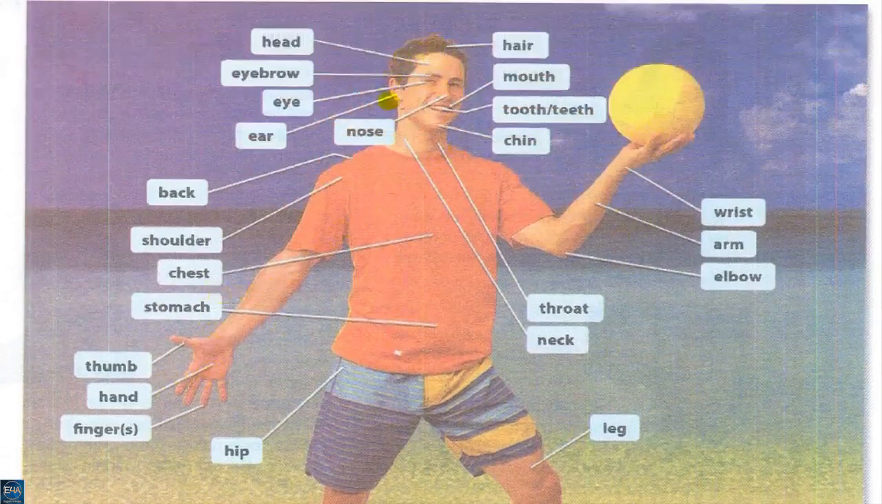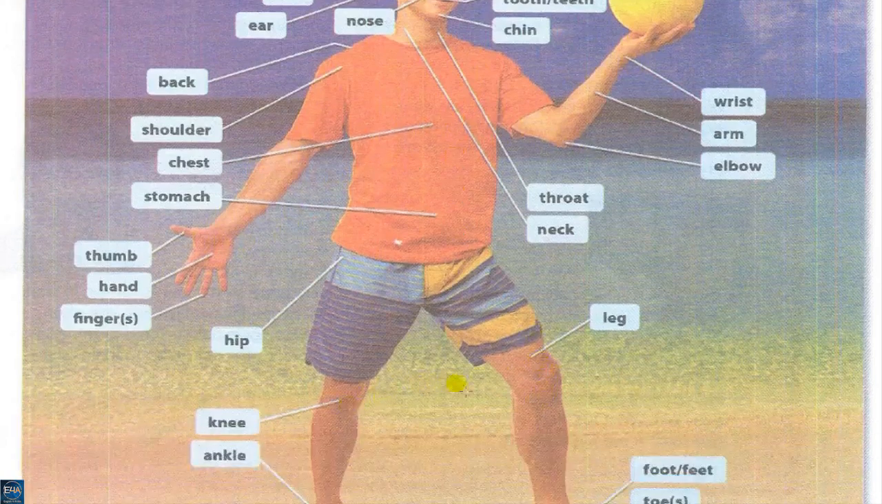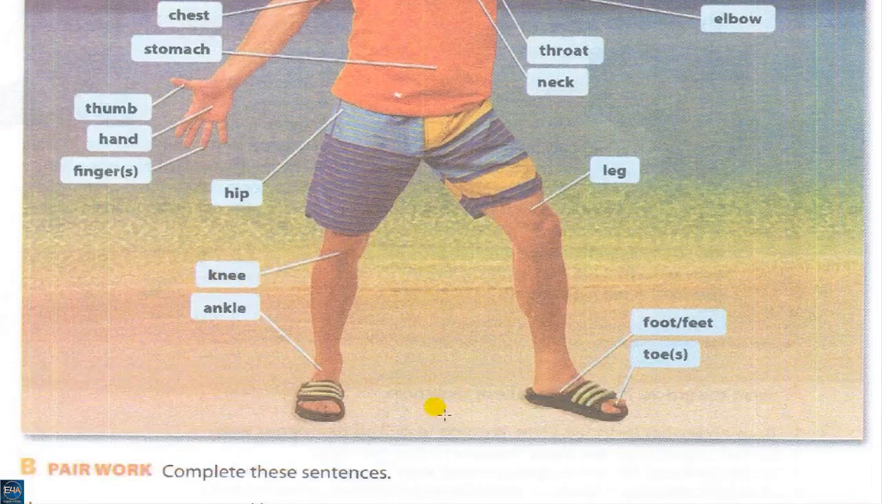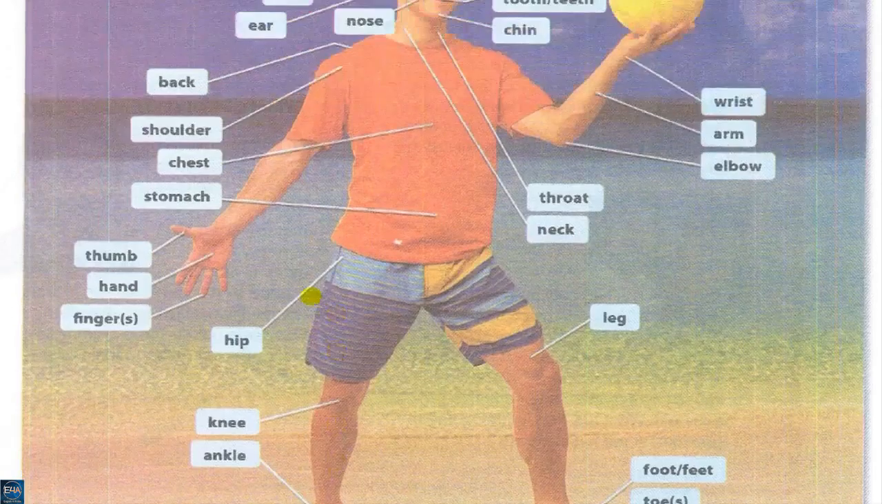Again, I have one head. I have one nose. I have one mouth. I have one neck. I have one throat. I have one stomach. I have 2 hands. I have 2 arms. I have 2 elbows. I have 2 wrists. I have 2 legs. I have 2 knees. Knees, K silent. I have 2 feet. I have 2 ankles. I have 2 wrists.